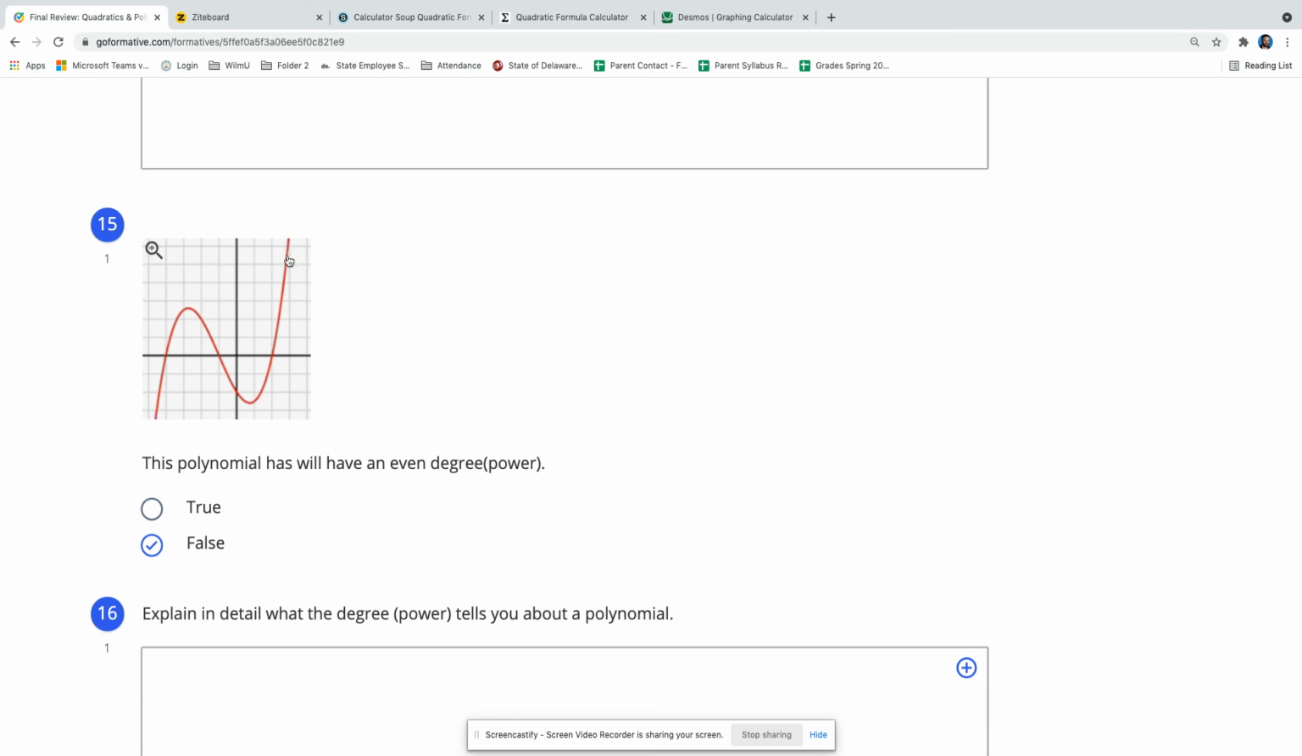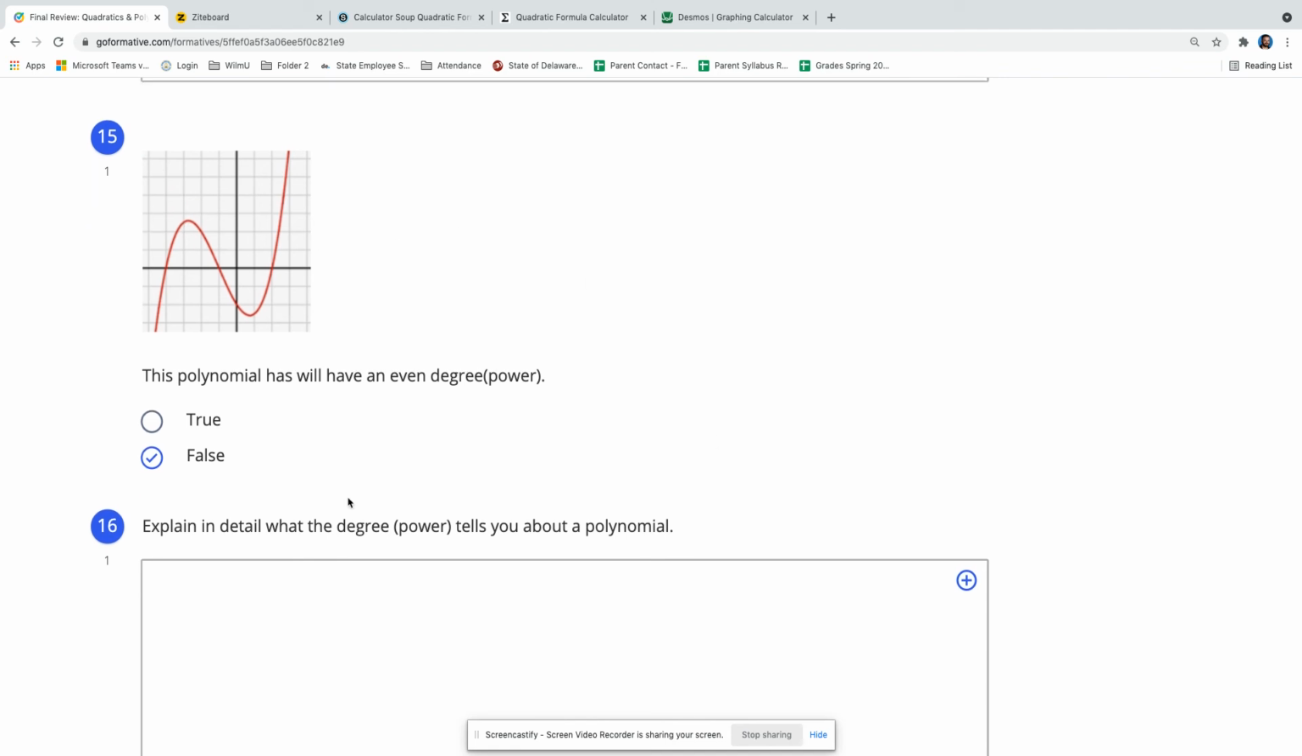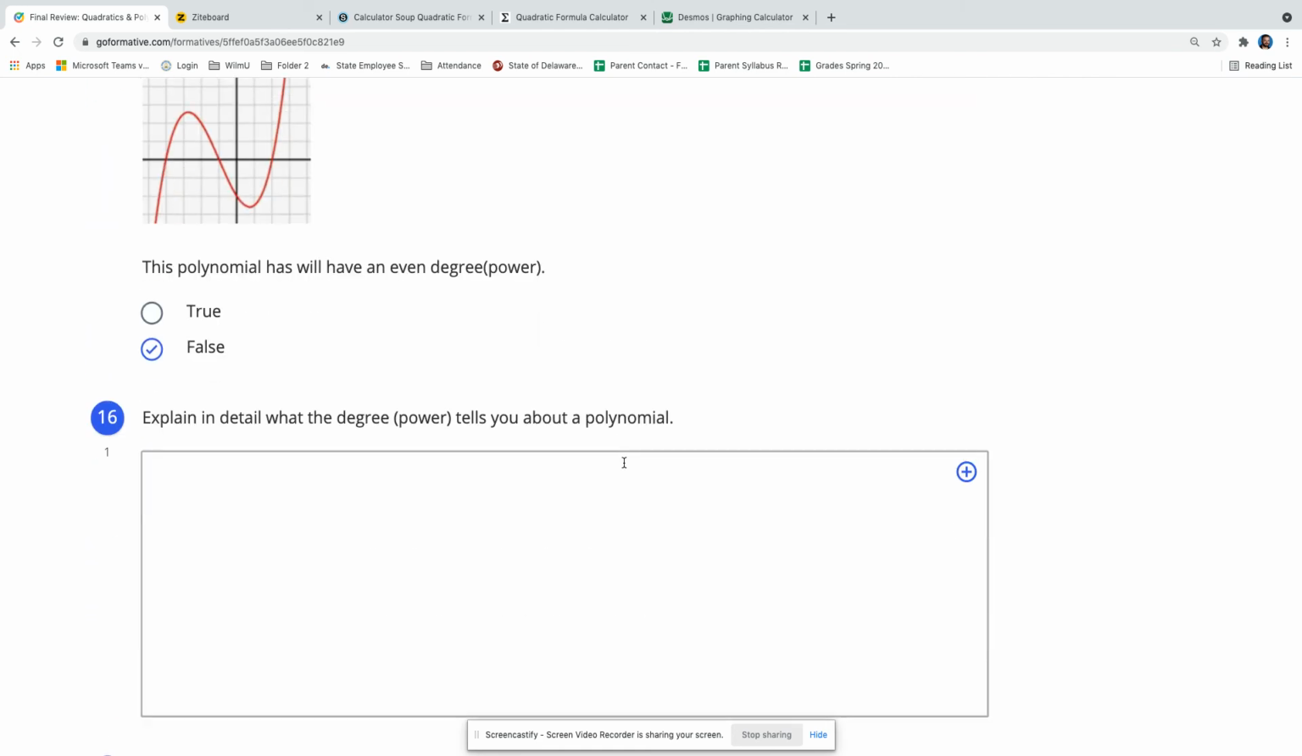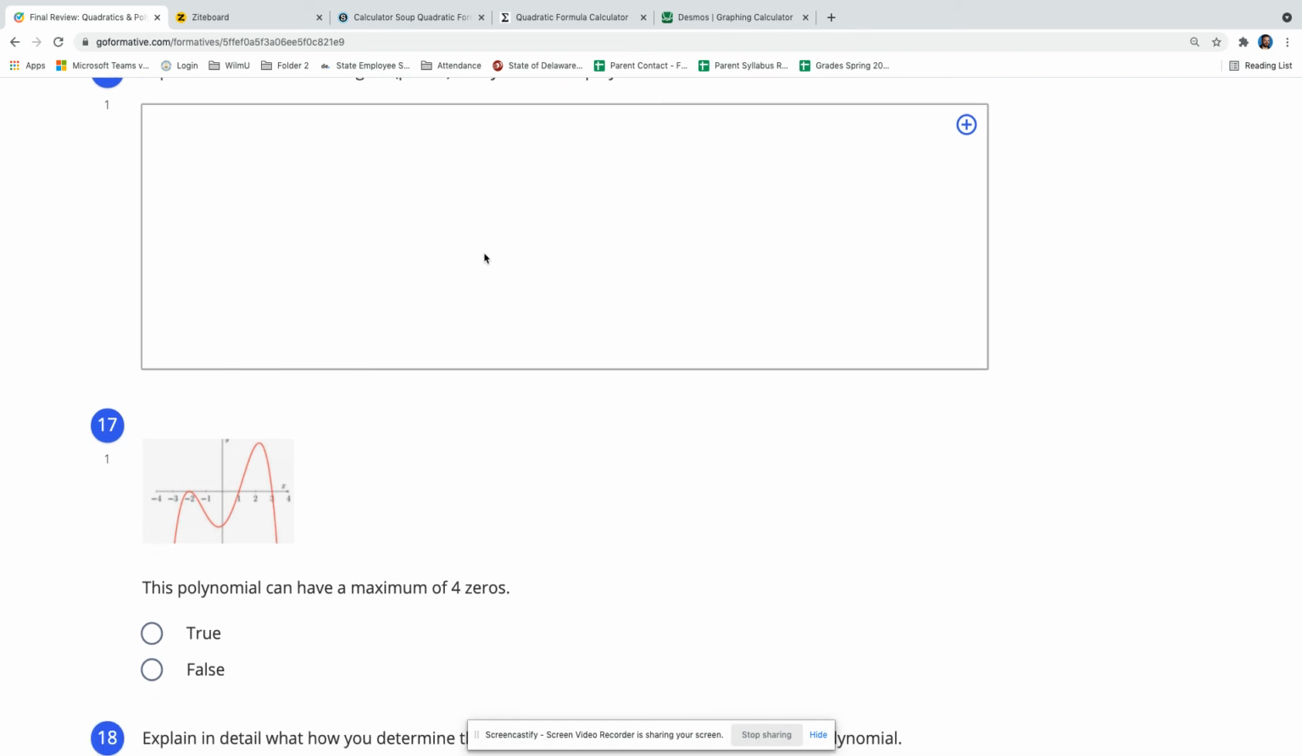So this function has an even degree or power, once again false, and that would be because this graph starts low and ends high, so that's got to be odd, more than likely a cubic function, but it could be a 5th or 7th degree function as well. So what the power tells you about a polynomial is, once again, the end behavior and the general shape.